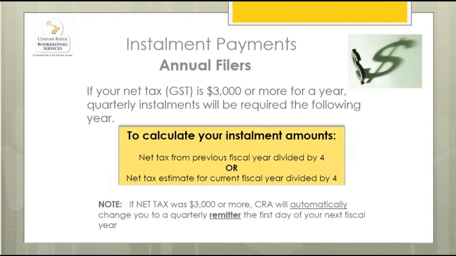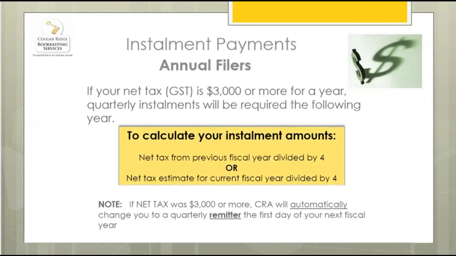So if you are an annual filer, so that means once a year you report to the government how much you collected and how much you paid in GST. And you find that at the end of that year when you file it, you owe $3,000 or more in GST for that year. Then in the following year, CRA will require you to pay installments. And they calculate your installments by the net tax from your previous year and divide that by 4. Or you can estimate what you think your GST will be for the year and divide that by 4. And you will need to remit that, so pay that amount each quarter, even though you're not reporting or filing the actual GST return for a whole year.